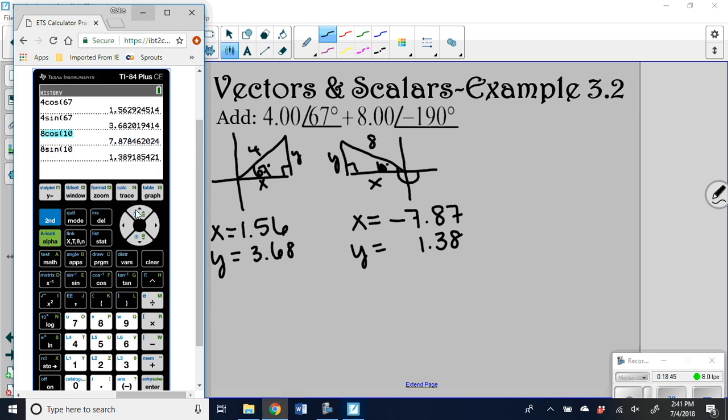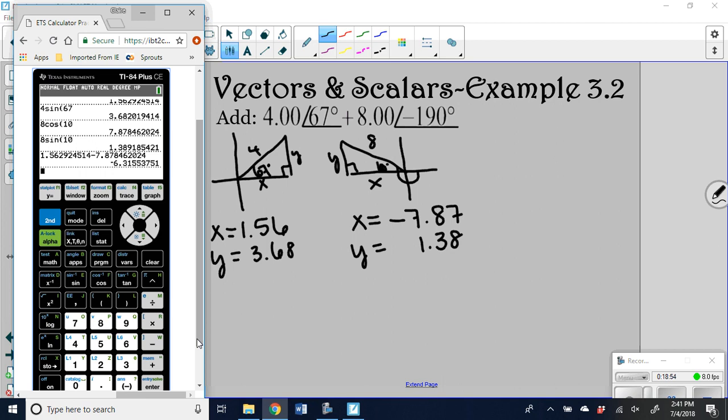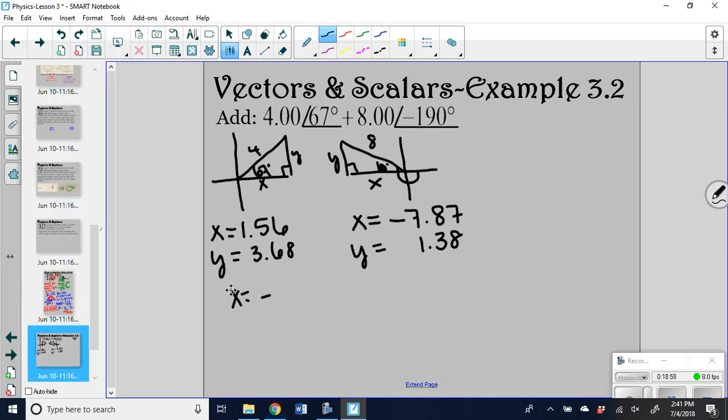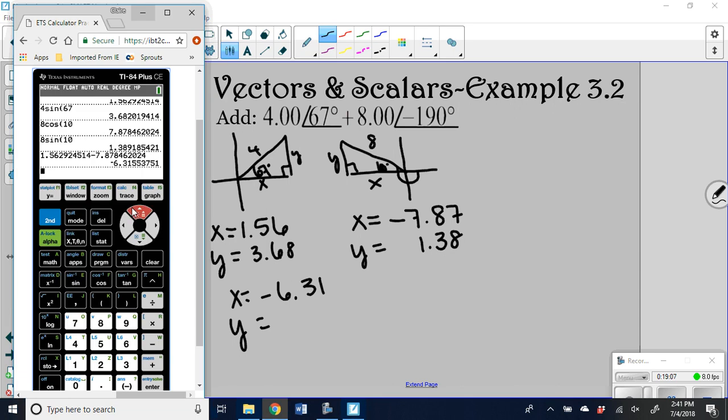Okay, so now we're going to add our x values together. So 1.56 minus the x value, because it's negative, gives you negative 6.31, and you get a y value. If you add those two together, you get 5.07.